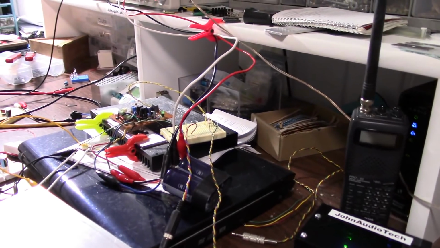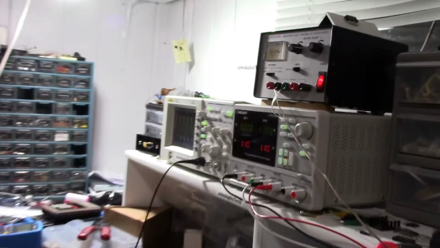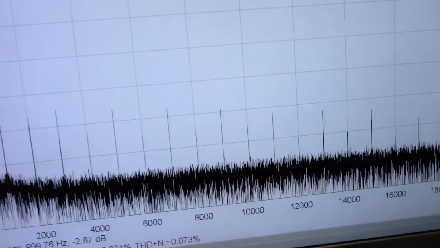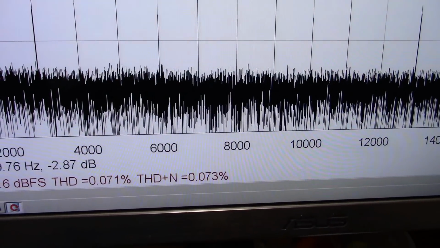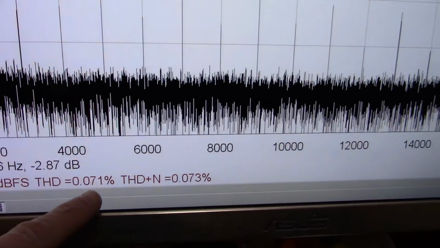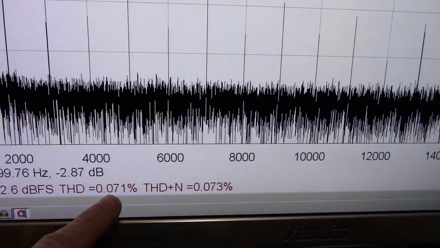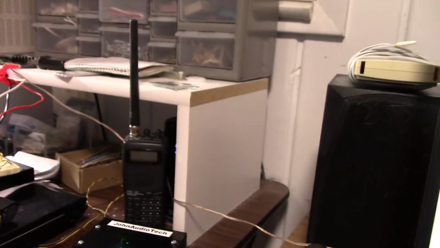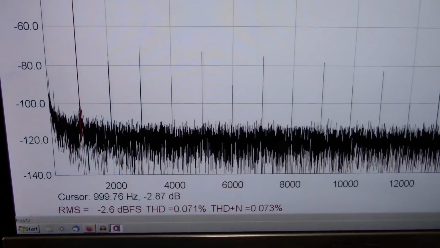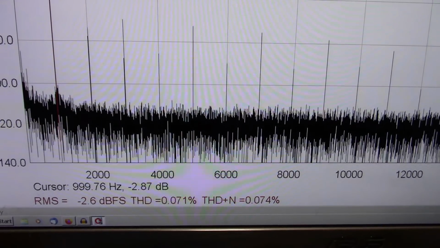Okay, it's a couple hours later. I've been really fighting this thing. Over on the scope over there, it's set for about 20 volts, which is 50 watts. And this is not very good at all. 0.07. You know, I move stuff around, and then the distortion jumps up to 0.5%. So I've been fighting with this thing.